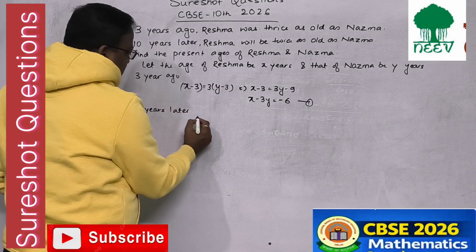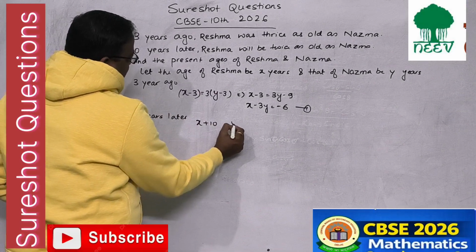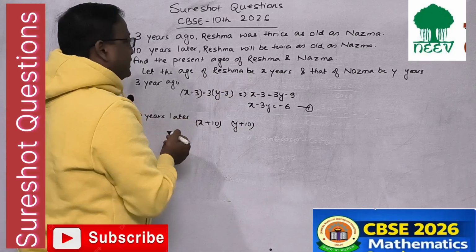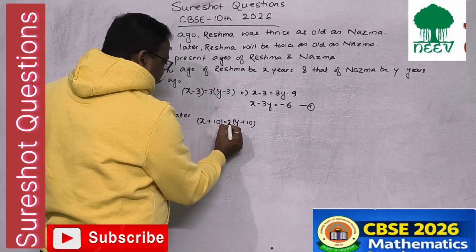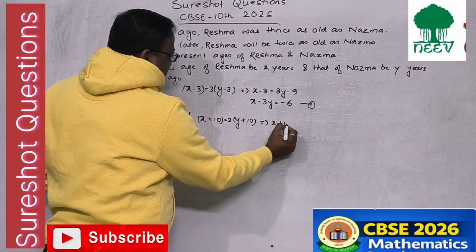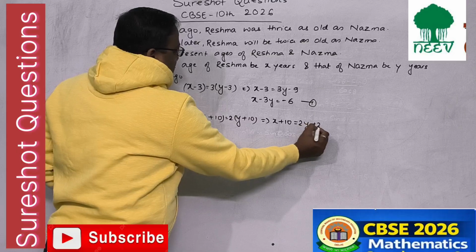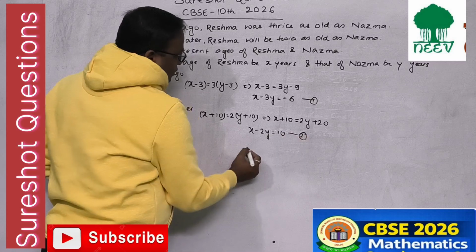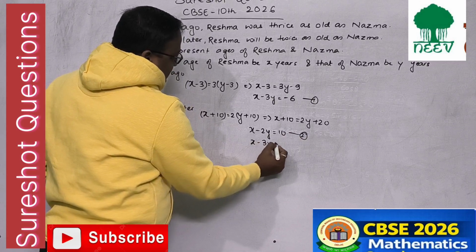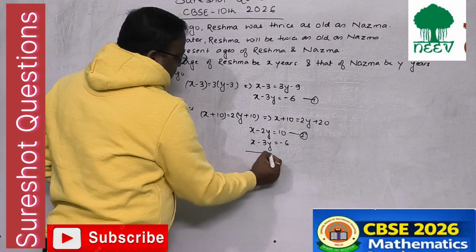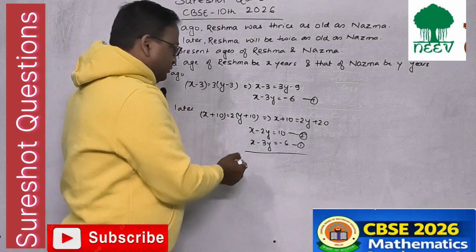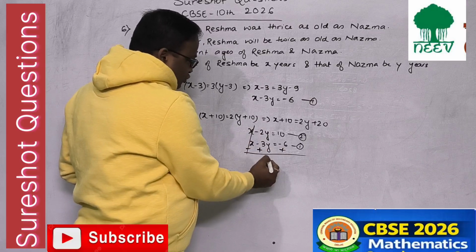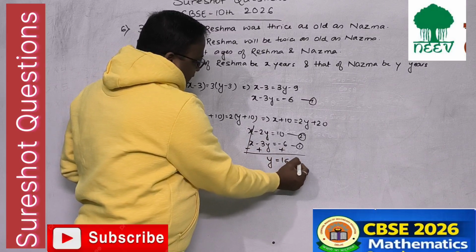The next statement is 10 years later. So 10 years later, it will become x plus 10 and y plus 10. And now Resma will be twice as old as Nazma. So this implies x plus 10 is equal to 2y plus 20, or we can say x minus 2y is equal to 10. This is equation number 2. So x minus 3y, let's say the first equation also. This was equation number 1. Now minus, plus, plus.